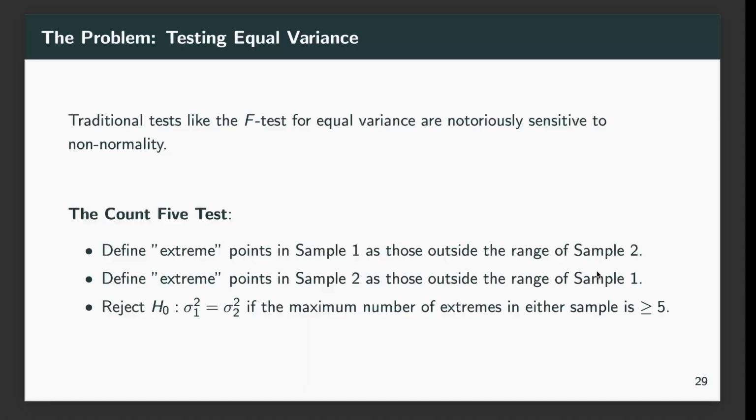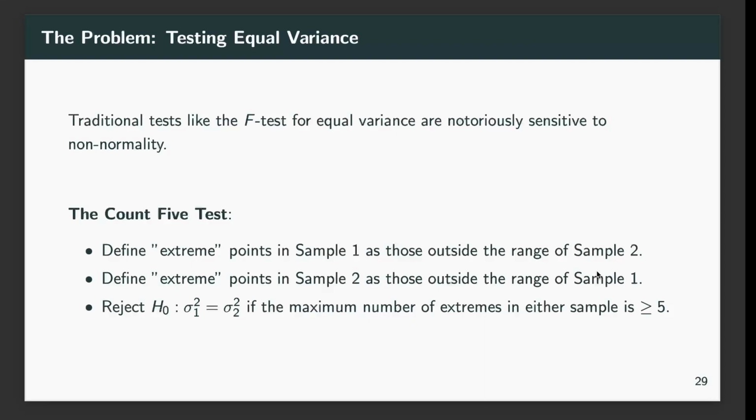So the problem is we want to test for equal variance. This test is supposed to be a non-parametric alternative to the classical F test for variance. We want to design this test to be robust to non-normal data. So let me show you the background.